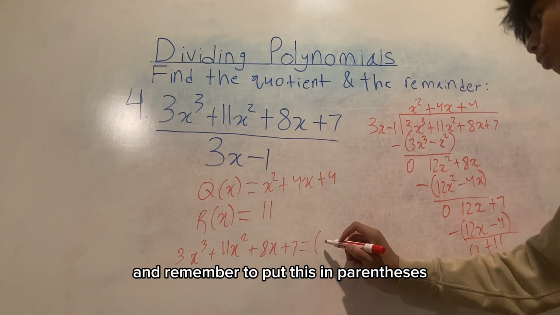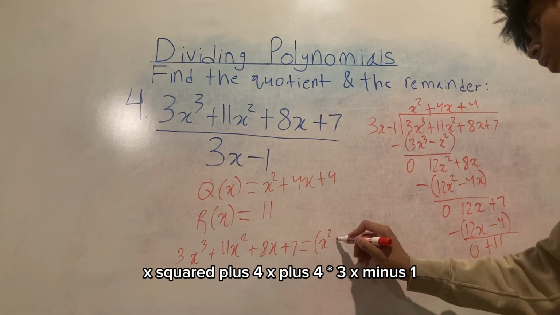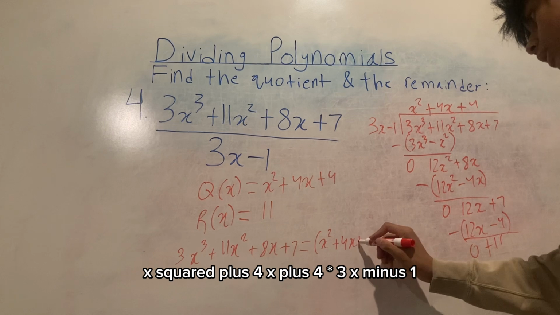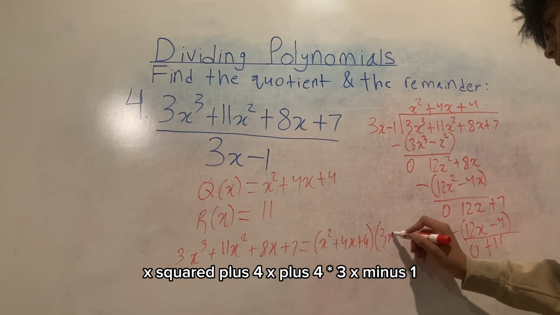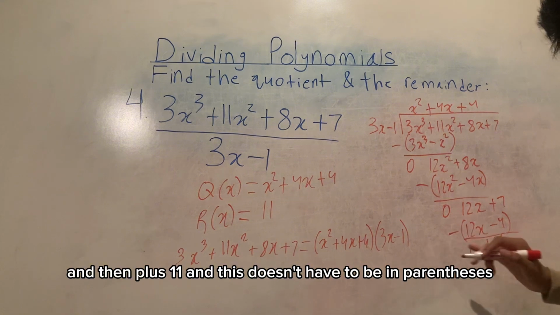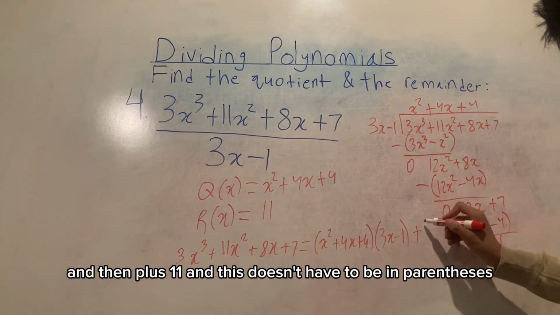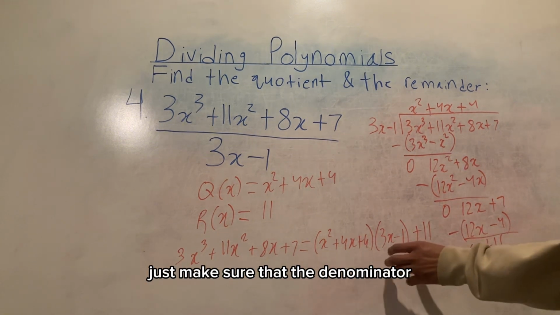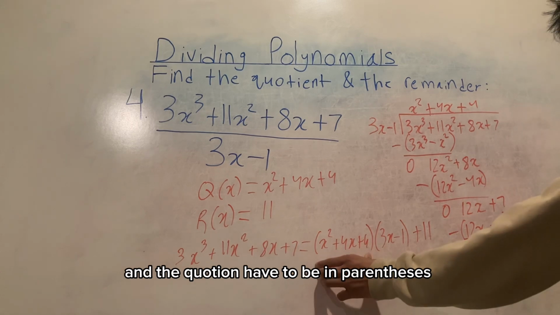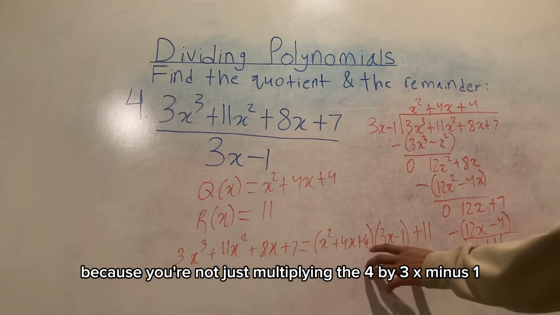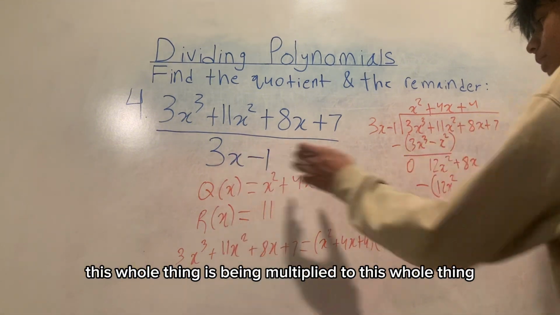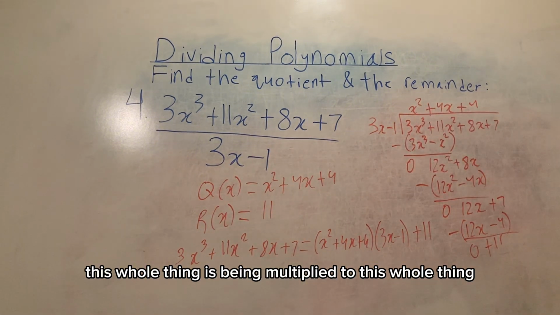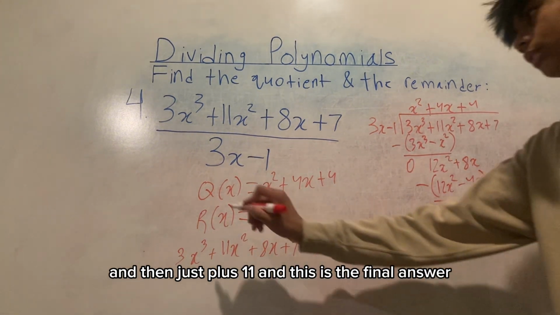and remember to put this in parentheses, x squared plus 4x plus 4 times 3x minus 1, and then plus 11. And this doesn't have to be in parentheses. Just make sure that the denominator and the quotient are in parentheses, because you're not just multiplying the 4 by the 3x minus 1. This whole thing is being multiplied to this whole thing. And then just plus 11. And this is the final answer.